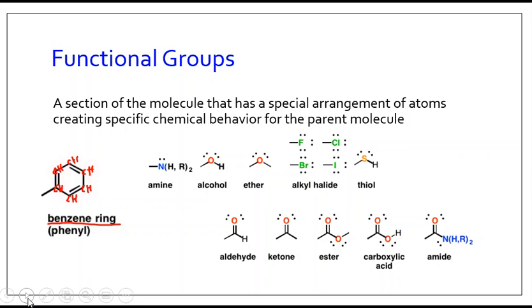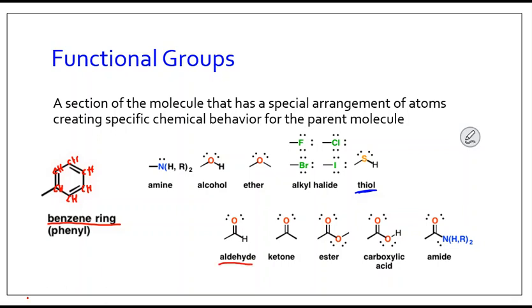Ethers were used as anesthesia in surgery back in the day. The alkyl halides, where they have a halogen attached to the main chain. There's also this group called the thiol, which we don't cover this year, but it has sulfur in it. And some of your amino acids have thiol groups on them as well. Those are the building blocks of protein, if you remember from biology.